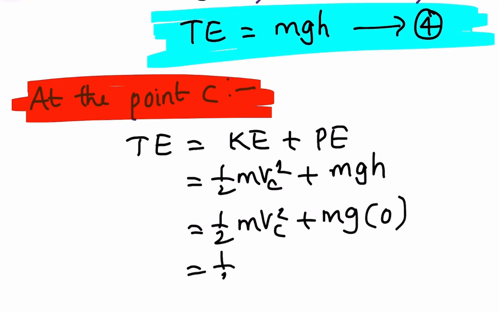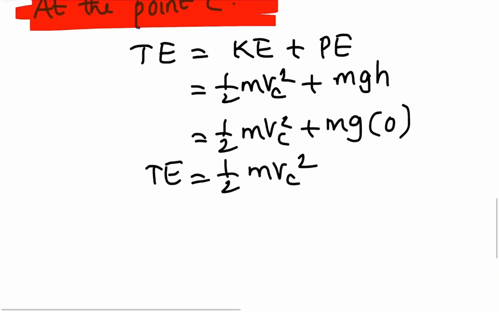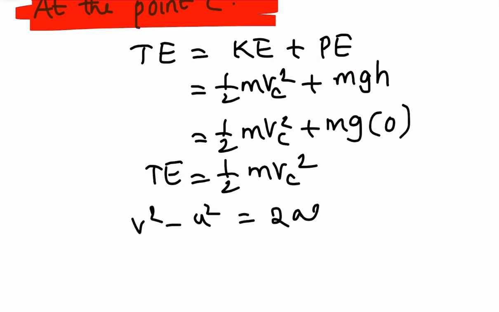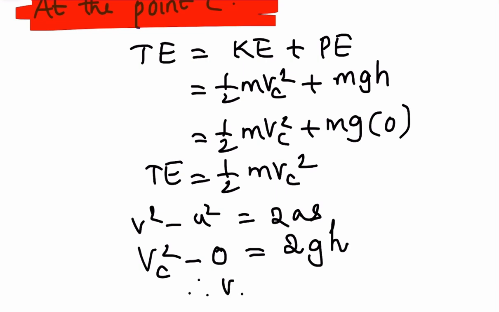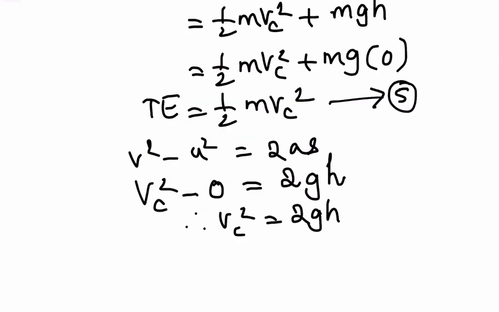Now let us see what is vC square. Once again, let's go for our kinematic equation, v square minus u square is equal to 2as. That is vC square minus 0, because something is thrown from the height, initial velocity is 0. That is 2g. The distance travelled is the total height, which is h. Therefore, vC square is equal to 2gh. Now let it be equation 5 and let it be equation number 6.